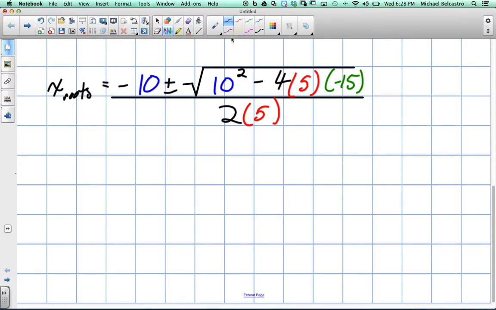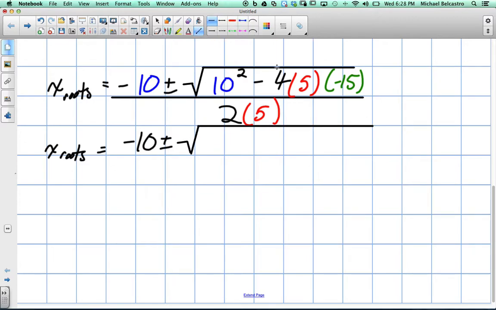Now we just kind of follow our BEDMAS. So the x roots, x-intercepts, are equal to negative 10 plus or minus. We'll do one step at a time. Do you know what 10 squared will be? Take your calculator out because we're going to double check. So it's 10 times 10. And 10 times 10 will give us 100.